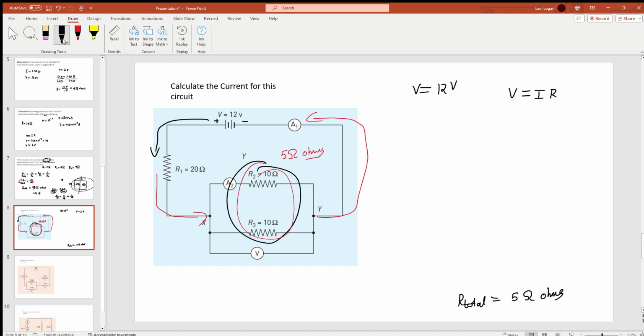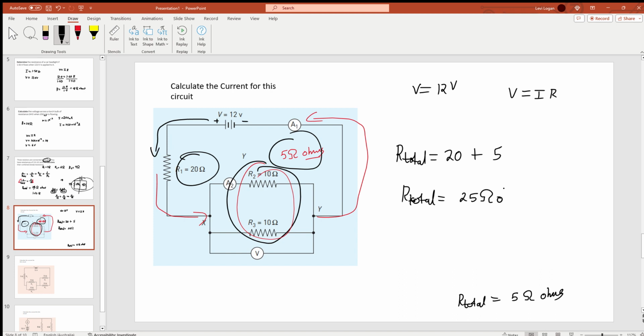So the total resistance will pretty much be this number added with this one, because you can think about it, they're both in series, because this entire thing is just like one big resistor. So R total is going to be 20 plus 5, so R total is 25 ohms. So that is the total resistance for the entire circuit pretty much, okay? So now I'm going to rub all this out.